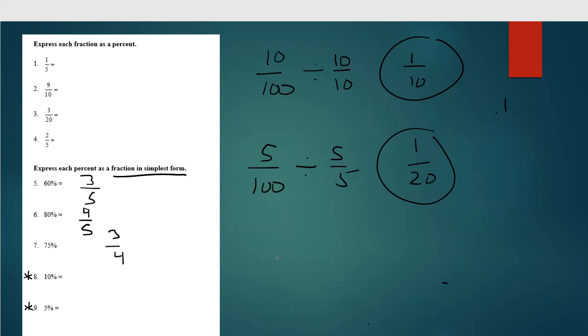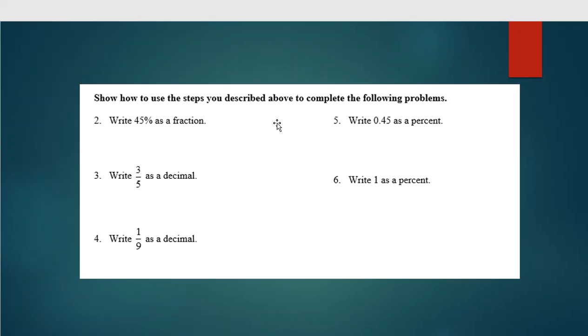Okay, now with that said, you are ready to move on to the next learning activities. One of which is this. I want you guys to take out a piece of paper, and I want you to try doing these questions 2, 3, 4, 5, and 6. At this point, we have learned how to do all of these skills.